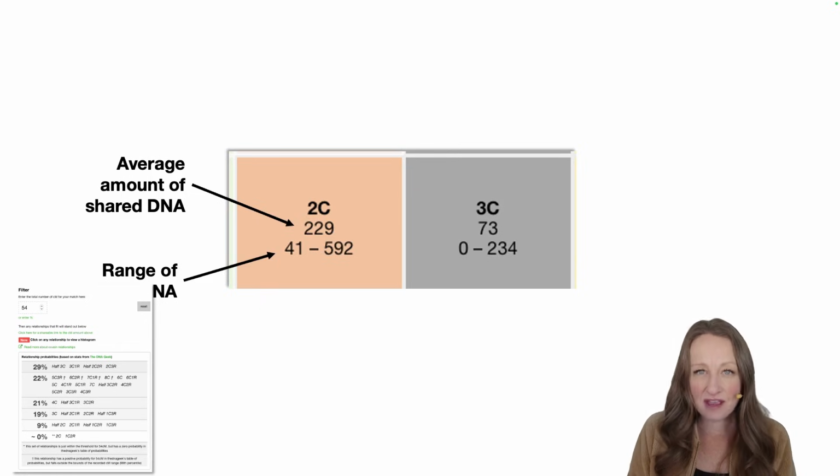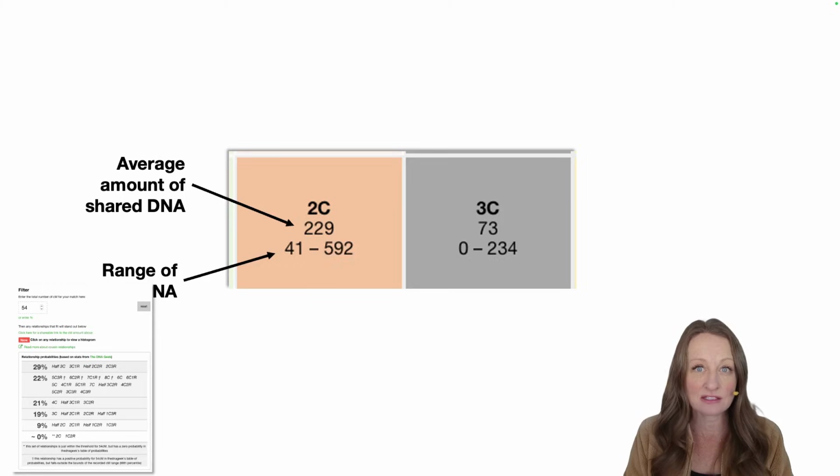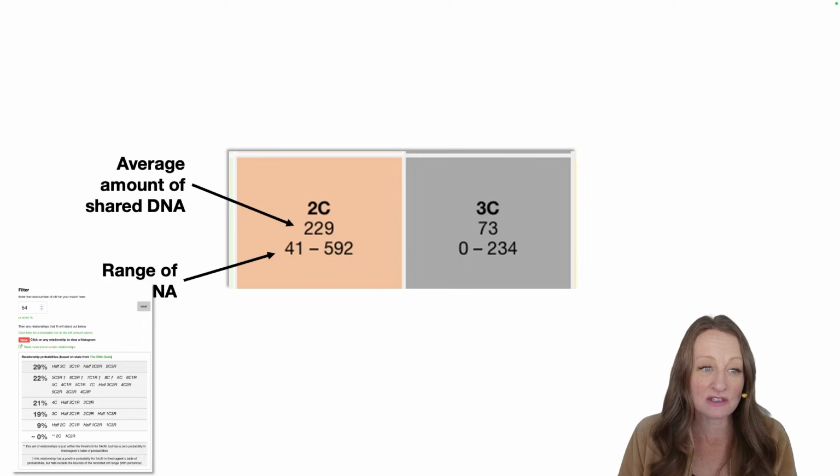So the more you get to know these kinds of averages, the easier it's going to be for you to understand how this centimorgan count translates to a relationship. So again, second cousins sharing about 229 centimorgans. But under that, you'll see that the data that was reported from people who are actual second cousins to each other, they had a shared amount of DNA between 41 and 592 centimorgans. So this means that individuals who are actually second cousins to each other are sharing as little as 41 centimorgans or as much as 592 centimorgans.